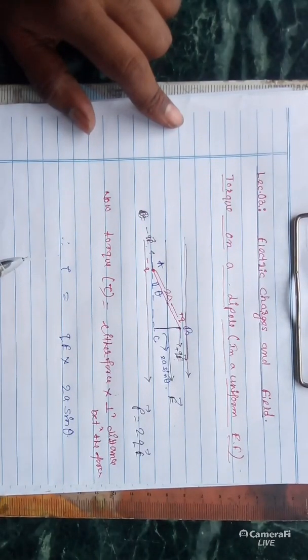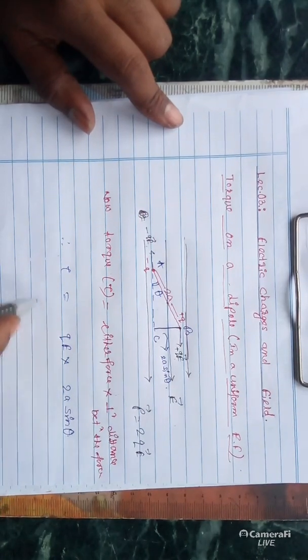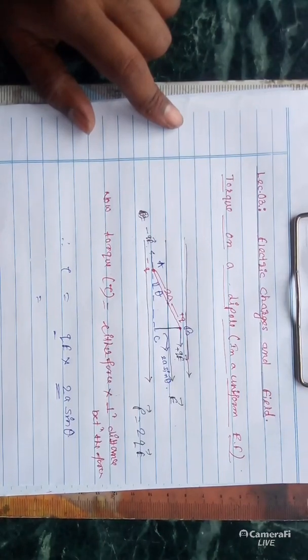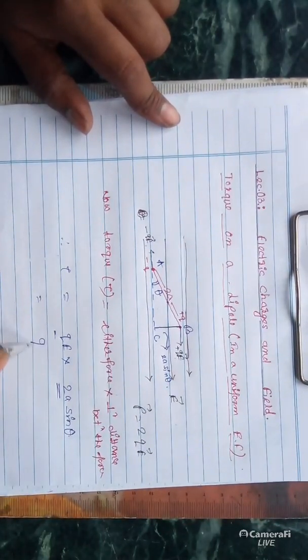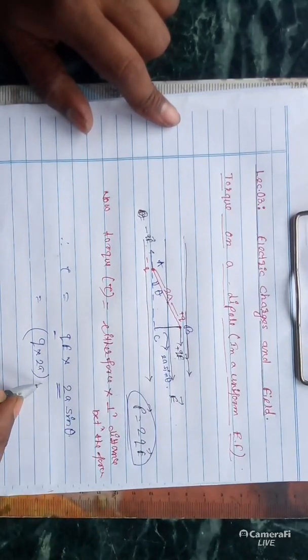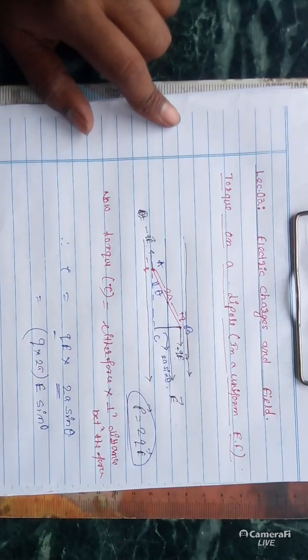QE into 2e sin theta. Now, 2a, Q into 2a is what? Q into 2a, what is this one? This is the electric dipole moment into E sin theta, sorry, Q into 2a into E sin theta, that is PE sin theta.